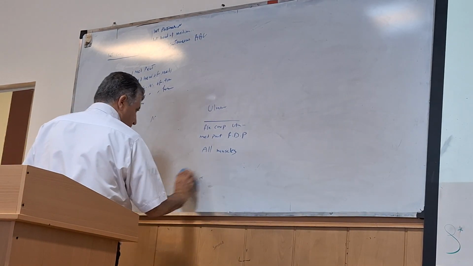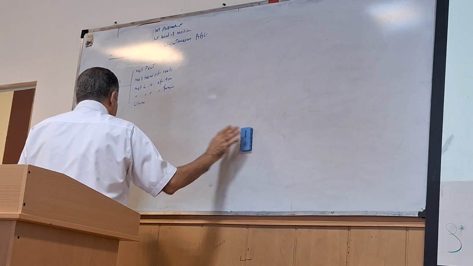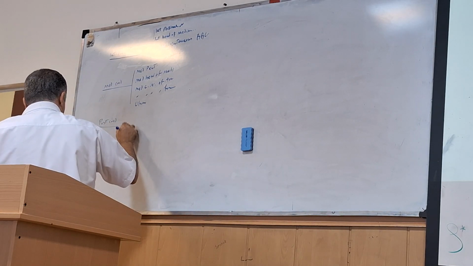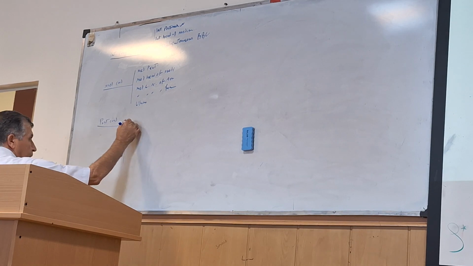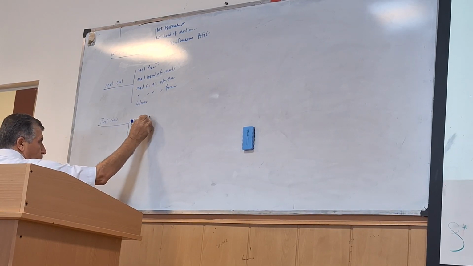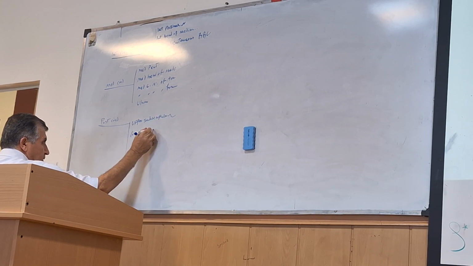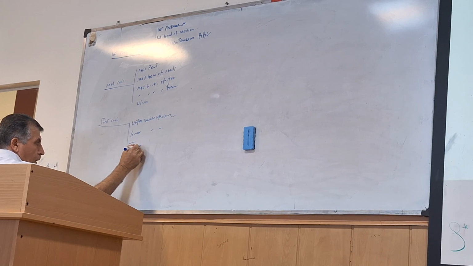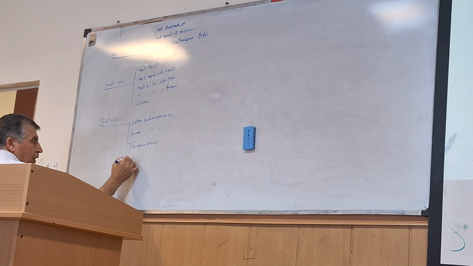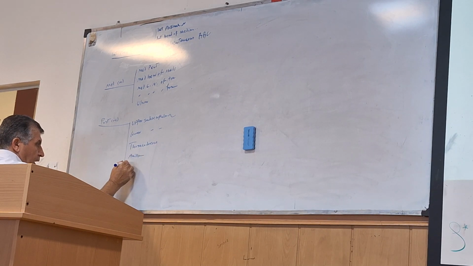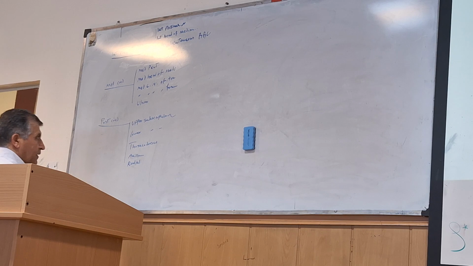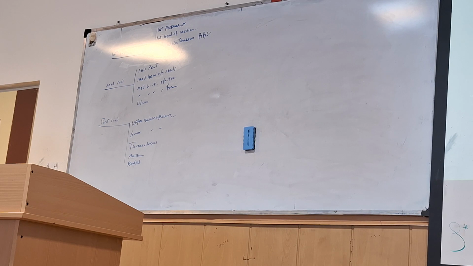Posterior cord has 5 branches: upper subscapular, lower subscapular, thoracodorsal, axillary, and radial nerve. Upper and lower subscapular innervate the subscapularis muscle. Lower subscapular innervates teres major. Okay?